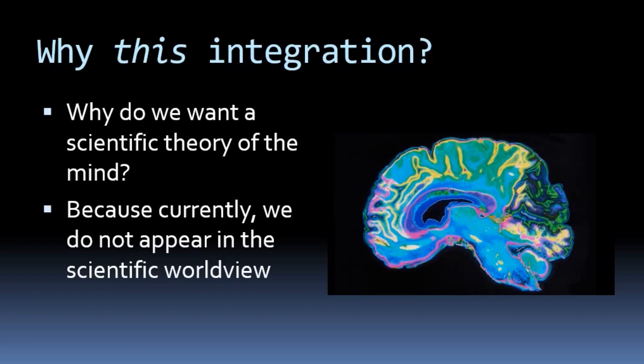One pretty good reason is that currently we do not appear in the scientific worldview. Of course, we do in the sense that we are living things, we are mammals, we're made up of hydrogen and nitrogen and carbon and oxygen. Those things appear in the scientific worldview. But we as agents do not.